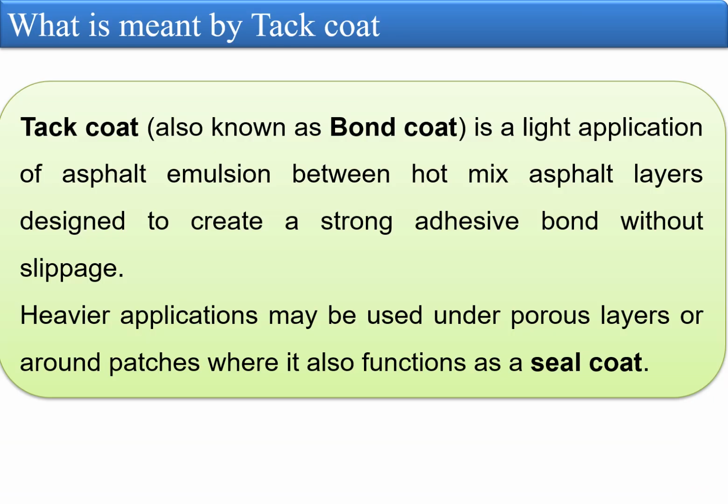What is meant by a tack coat? Tack coat, also known as the bond coat, is a light application of asphalt emulsion between hot mix asphalt layers designed to create a strong adhesive bond without slippage. Heavier applications may be used under porous layers or around patches, where it also functions as a seal coat.